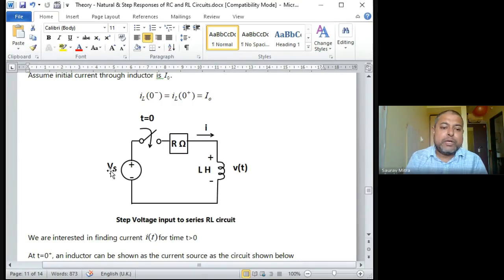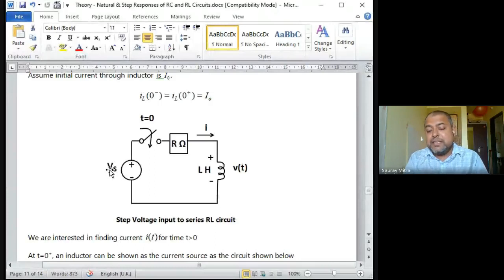Likewise, I can ask for the impulse response of the circuit, the step response of the circuit, or the ramp response of the circuit. In that case, here Vs can be delta t, Vs can be u(t), Vs can be r(t), where r(t) means ramp. So for this experiment, we are going to see two circuits, RL and RC. Lastly, we will see the RLC circuit as well.